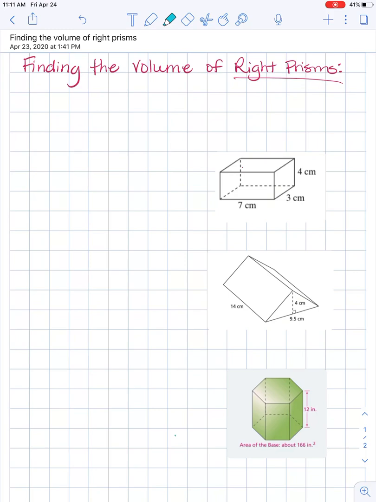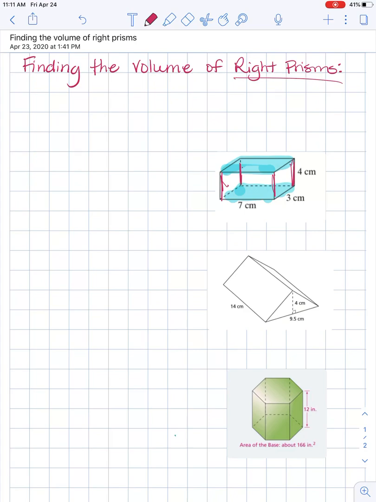So a right prism will have two bases, right? It will have an identical top and bottom. Those are our bases. And then what makes it a right prism is when you think about these walls that it has, right here, those walls are perpendicular to the bases, meeting at a 90-degree angle, okay?